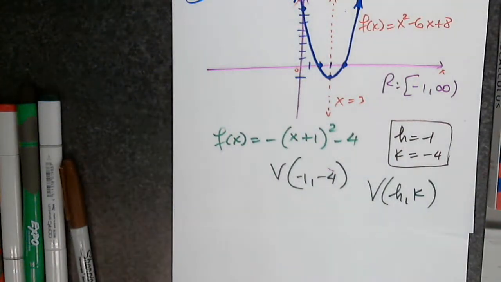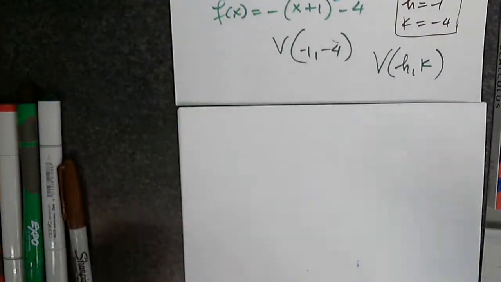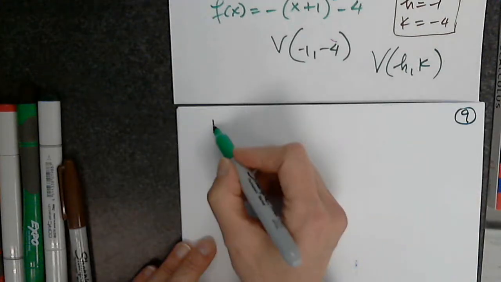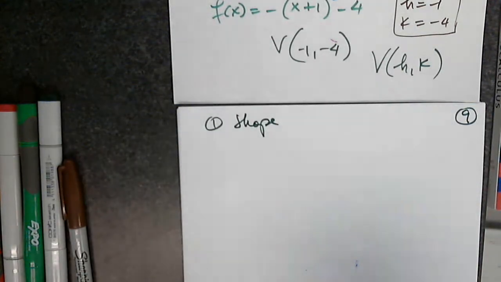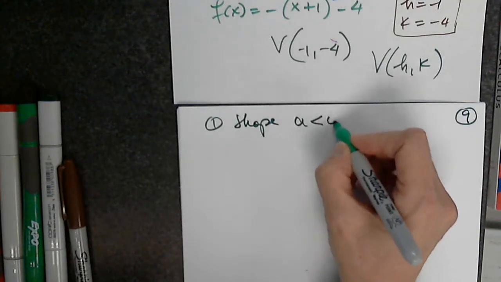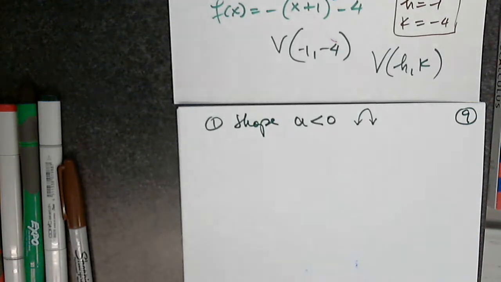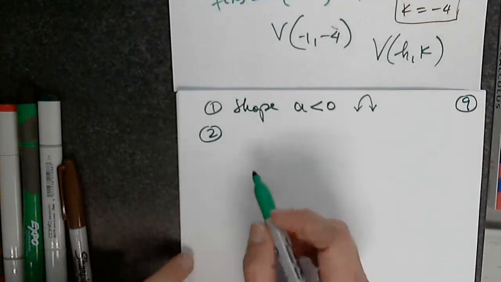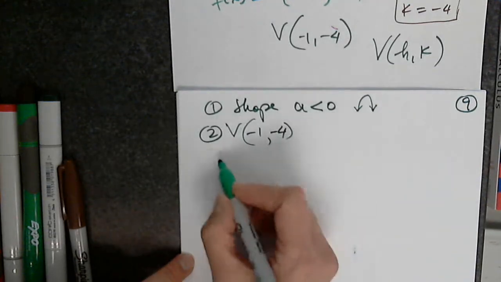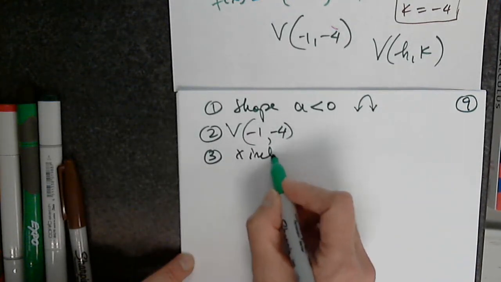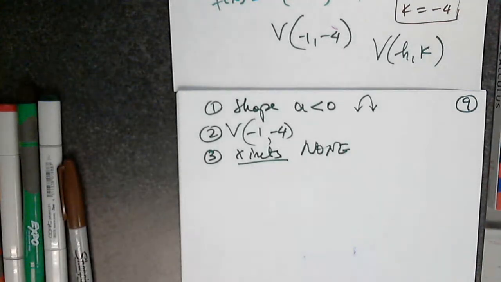Okay, good. So now I want to go through the rest and graph this function. So number one, shape. What is it? Yes, indeed. Because the leading coefficient is less than 0, it has a maximum. Excellent. Number two, I don't have to do anything. Can anyone give us the vertex? Right. Number three, x-intercepts. Exactly. None. I'm not going to waste my time.